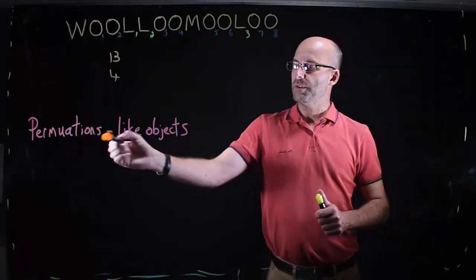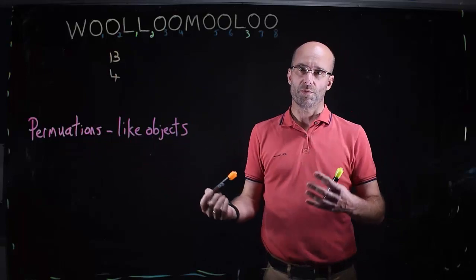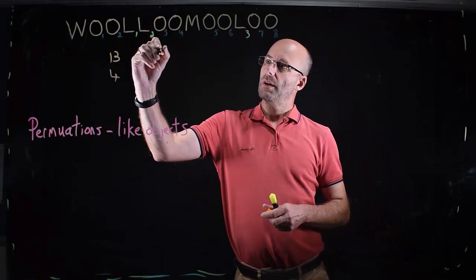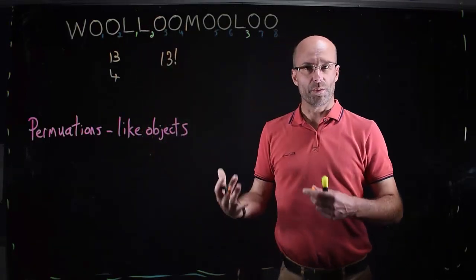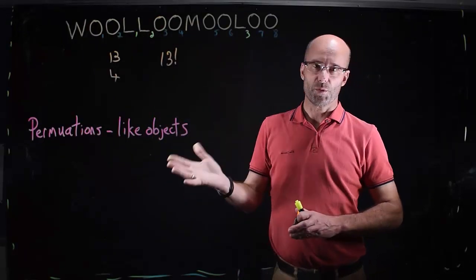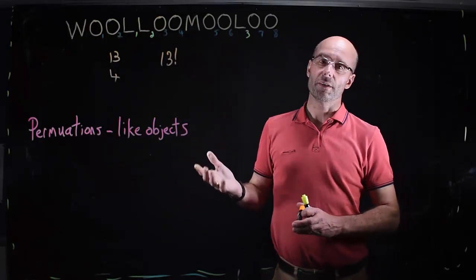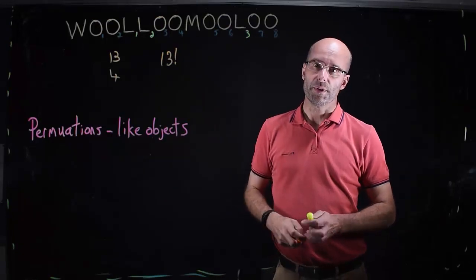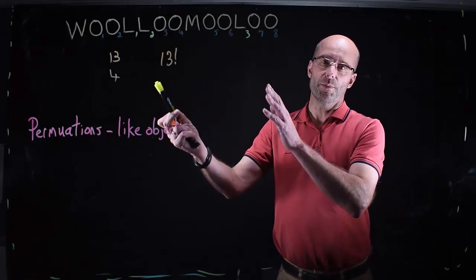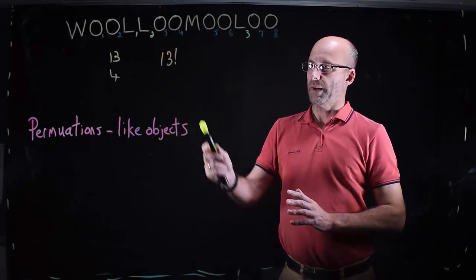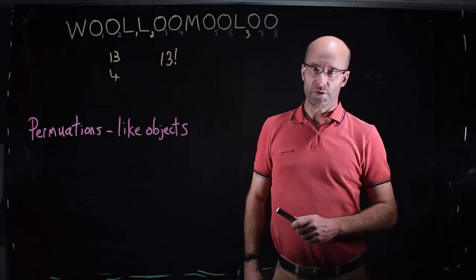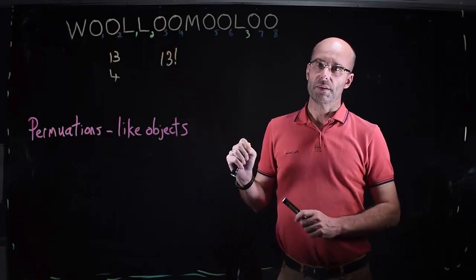Now, permutations of like objects are a bit different to just regular factorial type permutations. If these were all different letters, we'd have 13 factorial different permutations. But the thing is, without these little subscripts, which we don't normally have on letters, for identical letters we have fewer actual permutations. So normally switching letters does not make a new permutation, so we need to do something about this, and clearly the number of total permutations in Woolloomooloo is not going to be 13 factorial. So let's have a look at what we need to do.